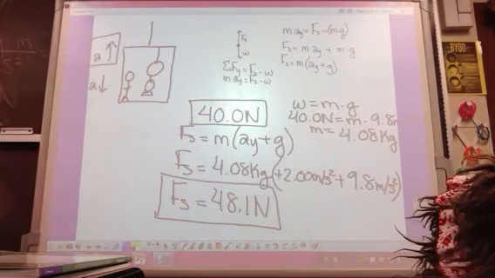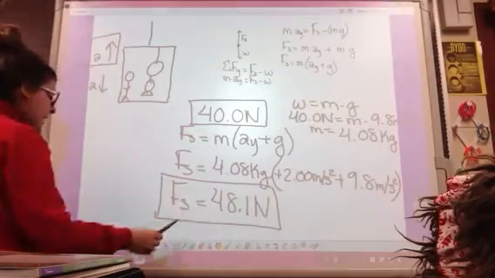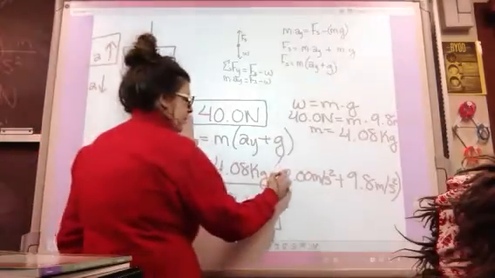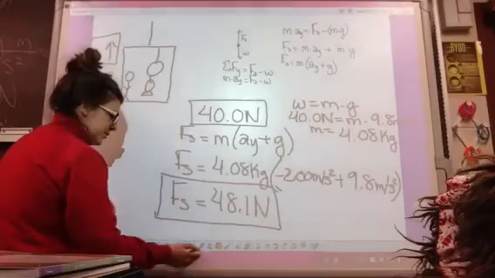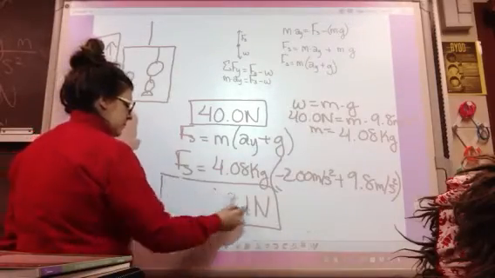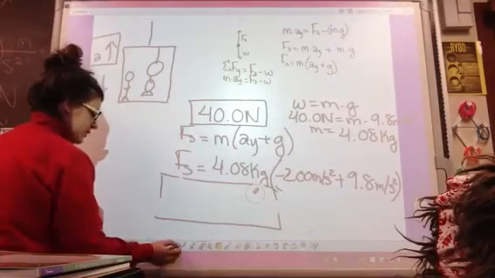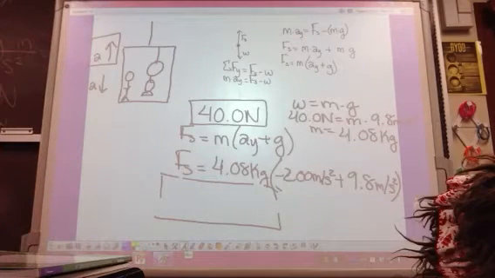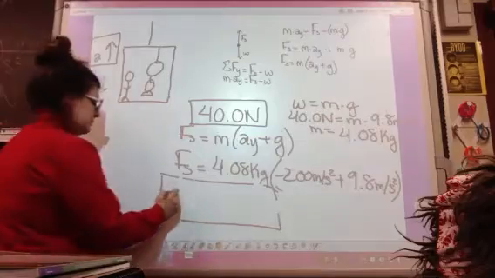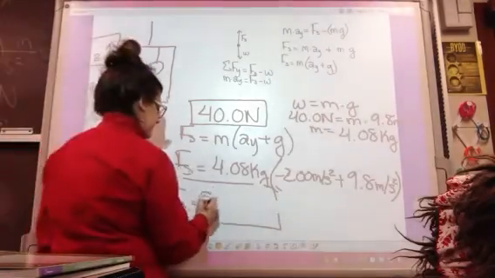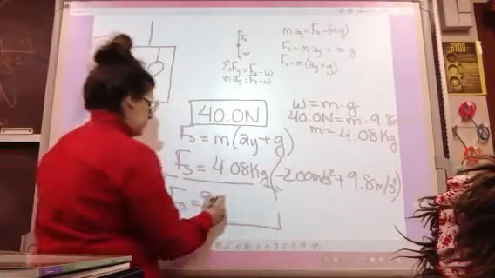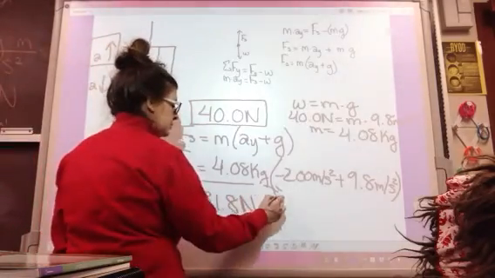So let's do it with the opposite acceleration. So instead of a positive 2, we want to make that a negative. So if we do that instead, we will get our spring scale to read: if we have negative 2 plus 9.8 times 4.08, that would give us, I think, 31.8. Yeah, 31.8 newtons.